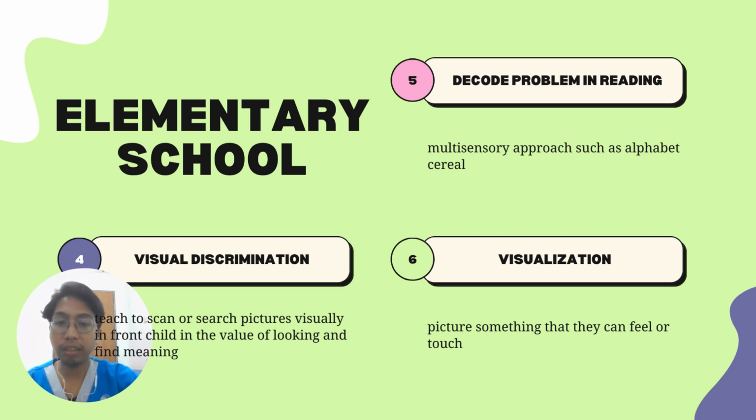Next is visual discrimination. We teach them to scan or search pictures visually in front of the child, in the value of looking and finding meaning. So an example of visual discrimination that kita boleh buat ialah, find five items that are not in the first picture. That's an example of it. Where is the kettle? That's the cat. This helps them to discriminate to the one thing that they need to focus on.